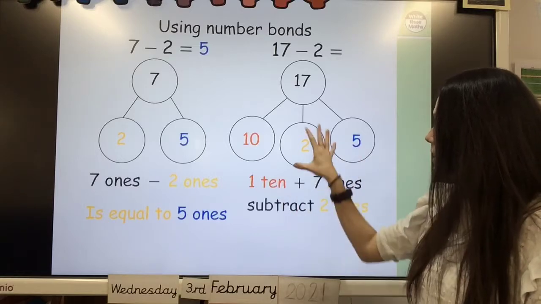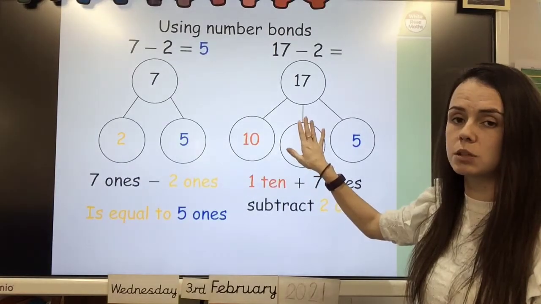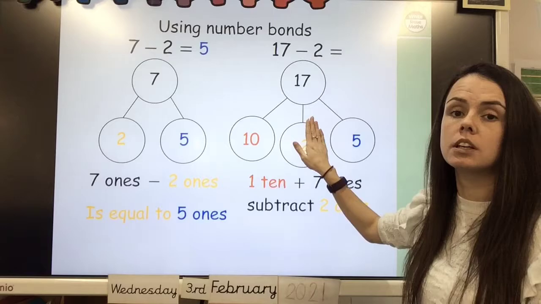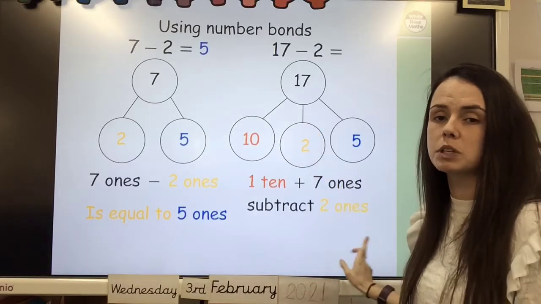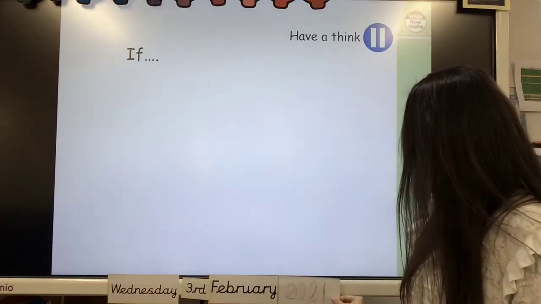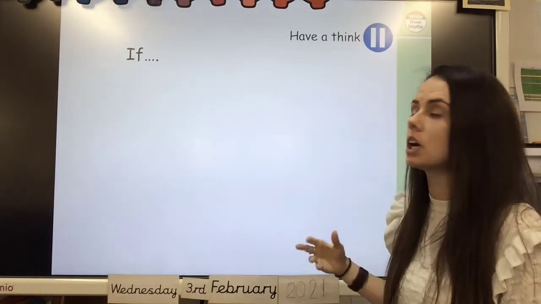And then take away these 2 1s. How have we got left? If I take these away, what numbers have we got left in our parts? A 10 and a 5, which makes 15. Well done.